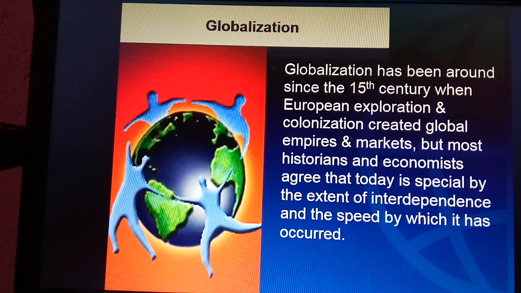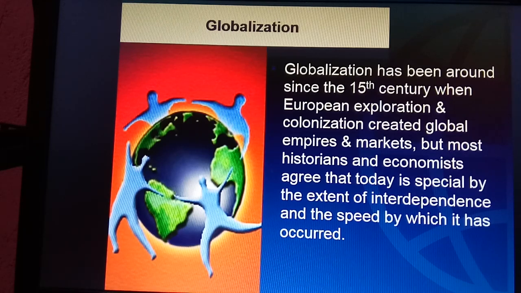But most historians and economists agree that at present, although globalization as far as the Philippines is concerned became popular only about the year 2000 onwards, today is special by the extent of interdependence and speed by which it has occurred. So interdependence between and among countries, with more and more countries becoming involved. They are also being reached out to by the bigger, stronger, richer countries. But it doesn't mean that it is equal or fair.